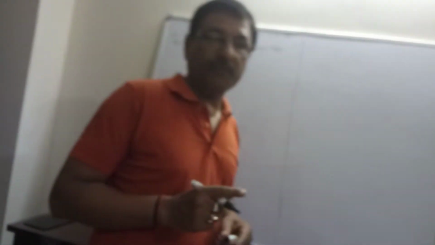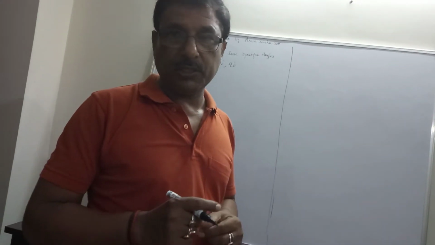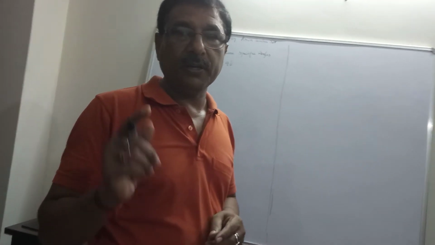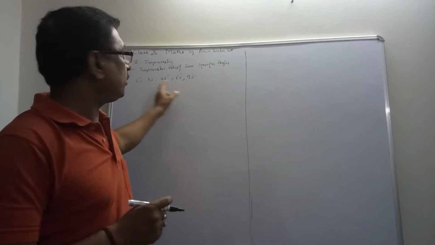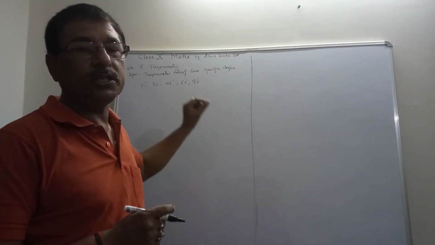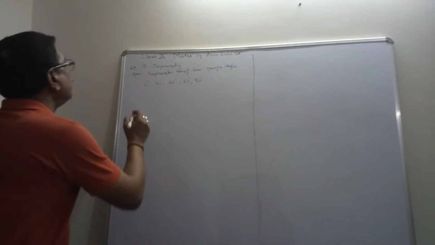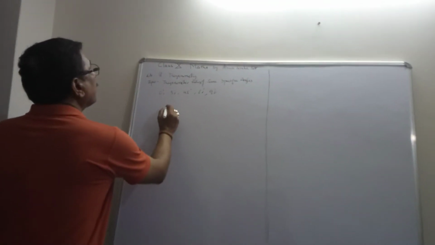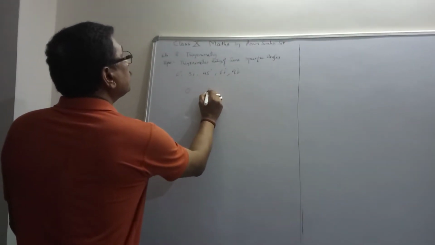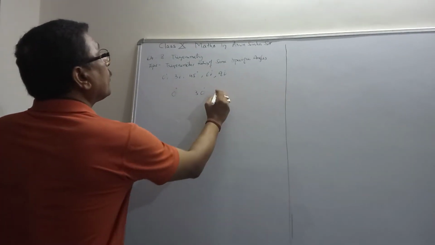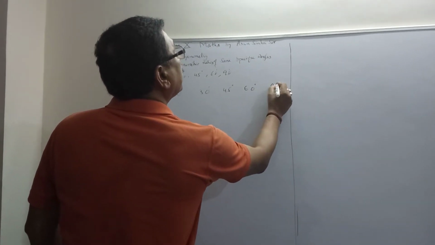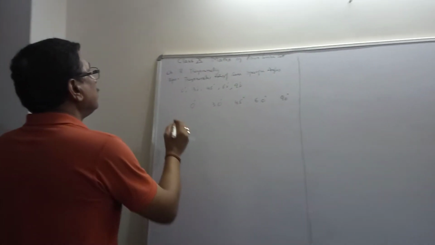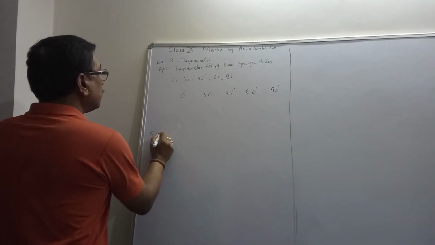In the previous period we discussed that there are six different trigonometrical ratios, and we will find the values of these angles for all six trigonometrical ratios. See children, so how to learn? 0, 30, 45, 60 and 90. First, we are going to discuss sine theta.